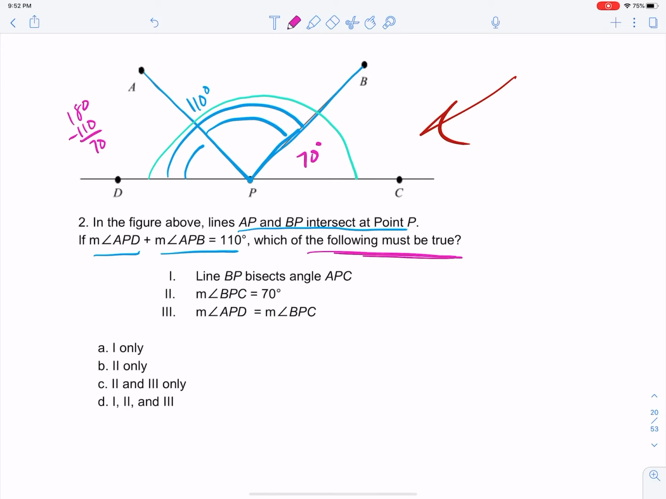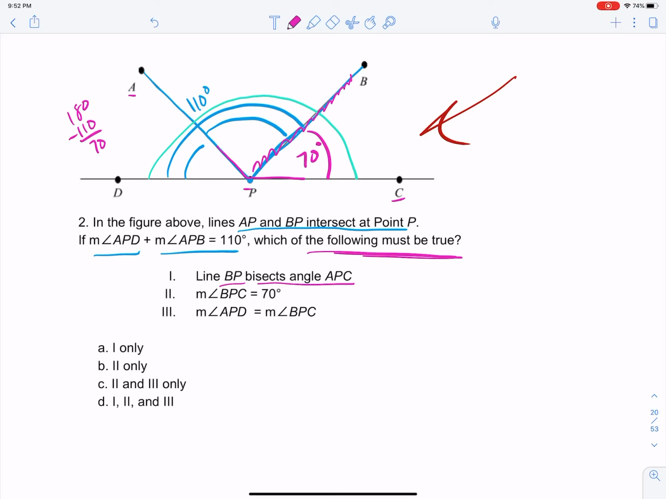Which of the following must be true? Line BP bisects angle APC. Bisects means cuts it in half. So if we have APC, this angle here, right? Now here's the deal. It's saying that BP, this line here, bisects this angle. It could be bisecting it, but we don't know for sure because we don't have enough information, okay? The only thing we know is that this angle is 70 degrees.